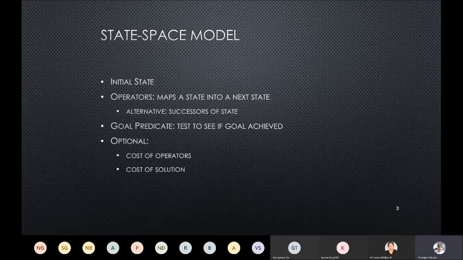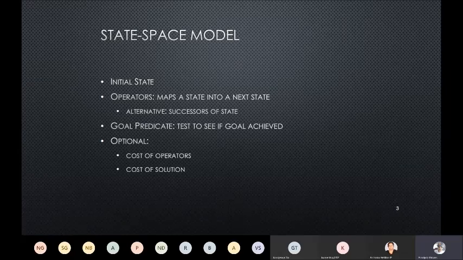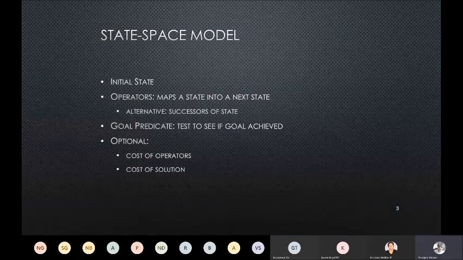So going from one city to another city is an example of an operator. And later on, we'll see that moving a chess piece from one square to another square is also an example of an operation. And there will be a goal predicate to test if the goal is achieved. And there is an optional notion that there may be a cost of an operator.